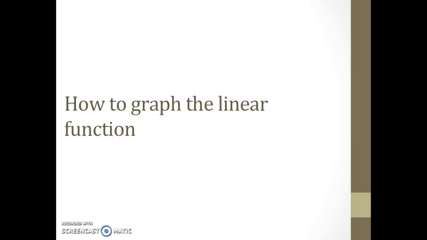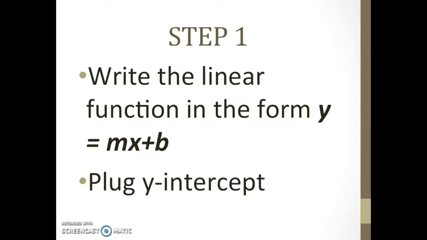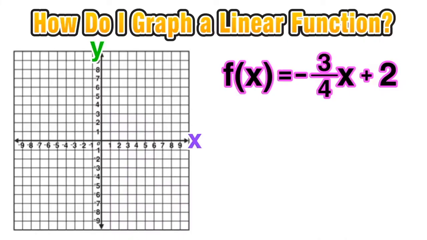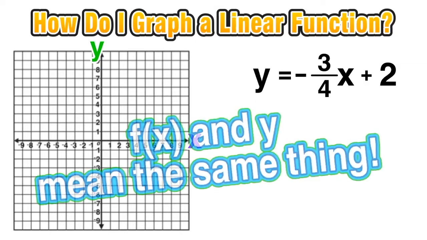So how to graph the linear function? The first step is write the linear function in the form y equals mx plus b and plot the y-intercept. Now, the first thing that we want to do is apply our understanding that f of x equals and y equals are the same thing. They both represent the output of the function. So we're actually going to rewrite this function in terms of y equals. It makes it a little bit easier to work with.